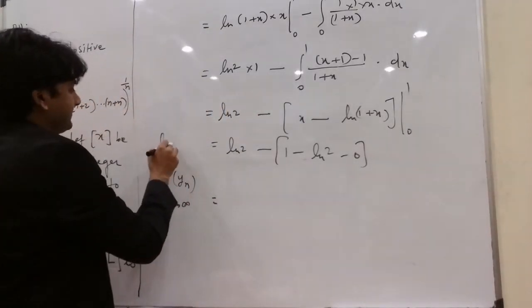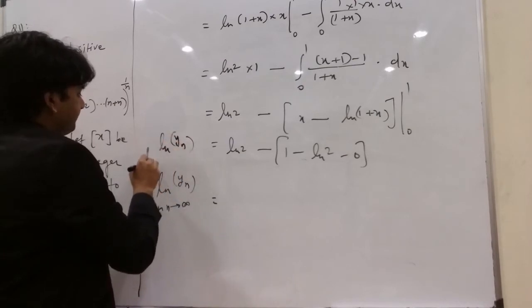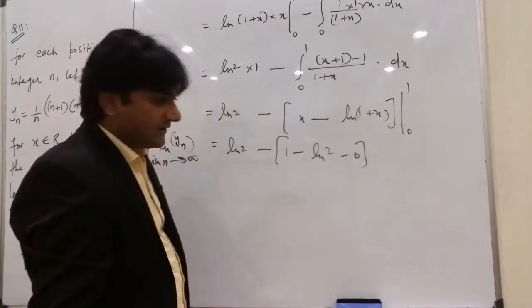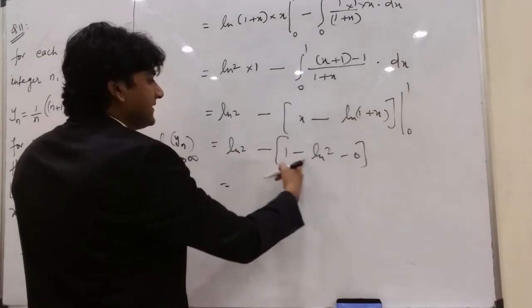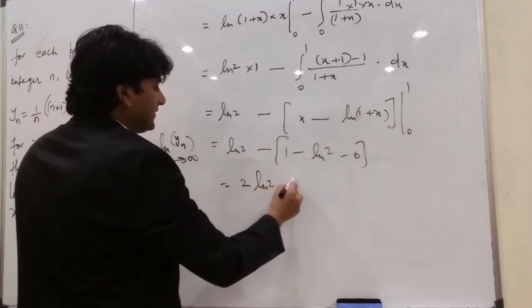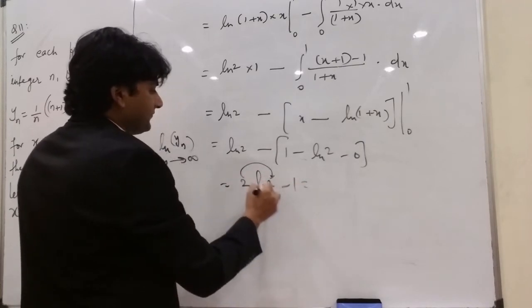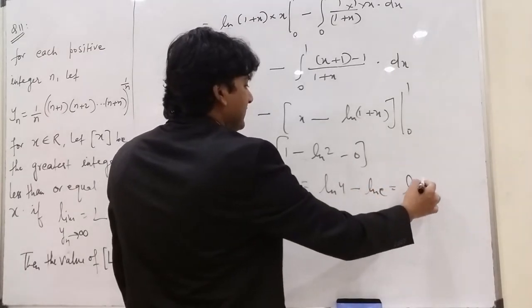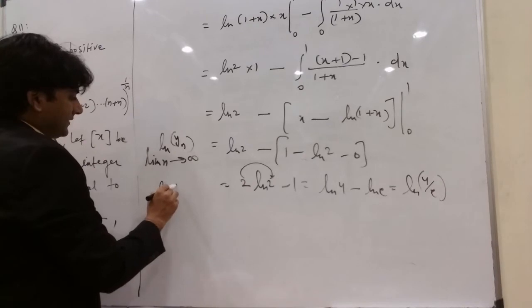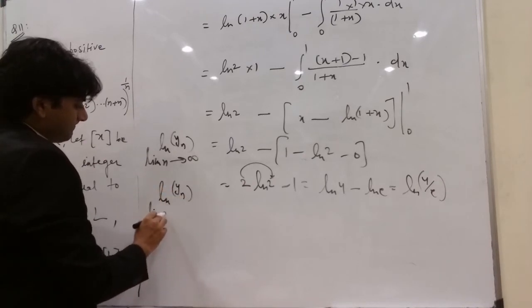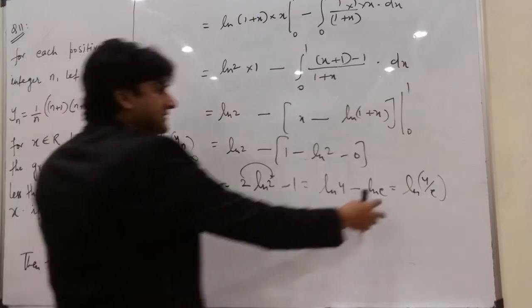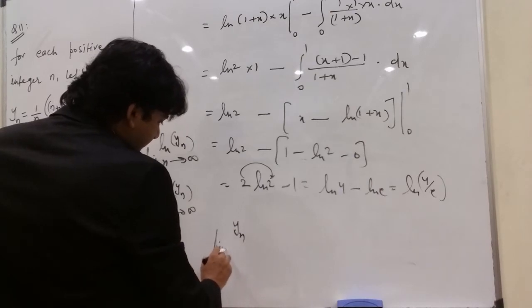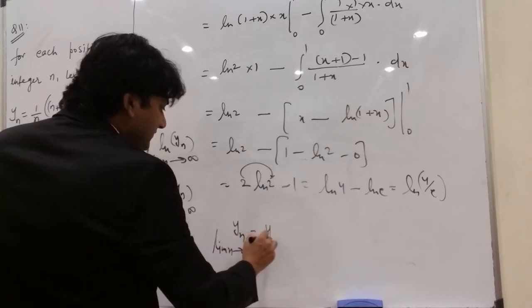So then I get, on the left side, ln yn, limit n tends to infinity. Then we are very close to our answer. This is ln 2 minus (1 minus ln 2), which is ln 2 plus ln 2 minus 1, so we got 2 ln 2 minus 1. This 2 will come inside, so we get ln 4, and this 1 I can write as ln e. So I can write ln(4/e) for ln yn, limit n tends to infinity. So if we compare, we get yn, limit n tends to infinity, equals 4/e.